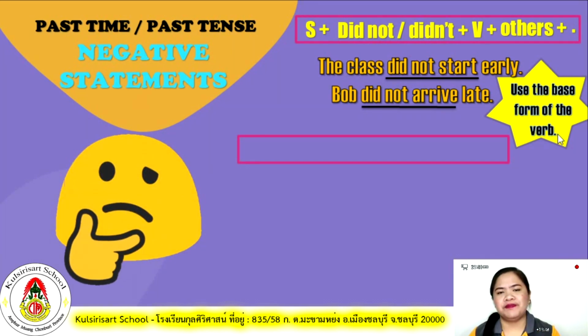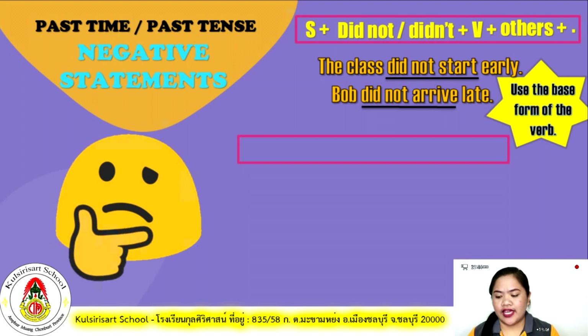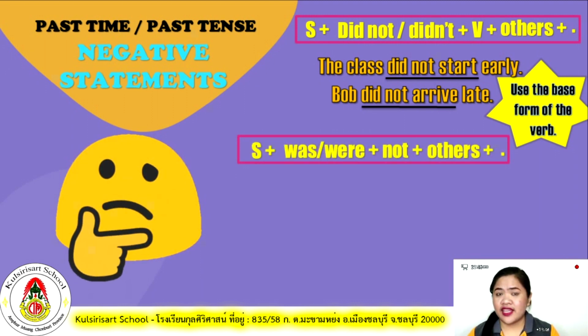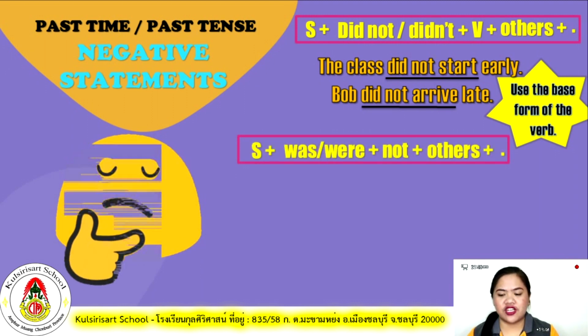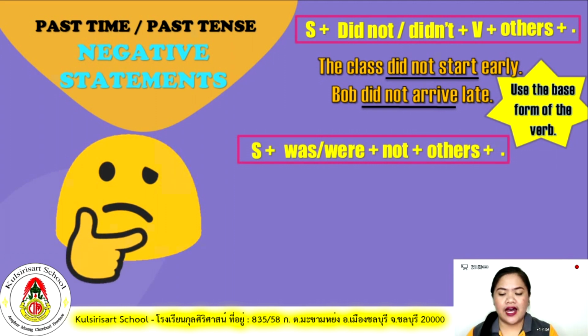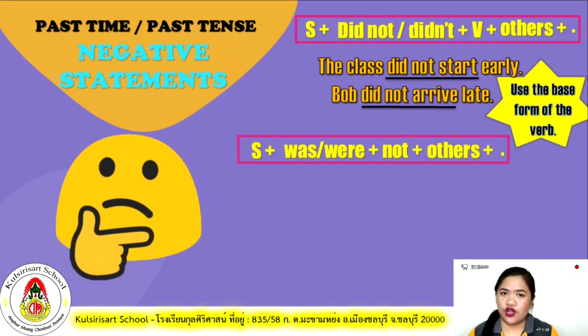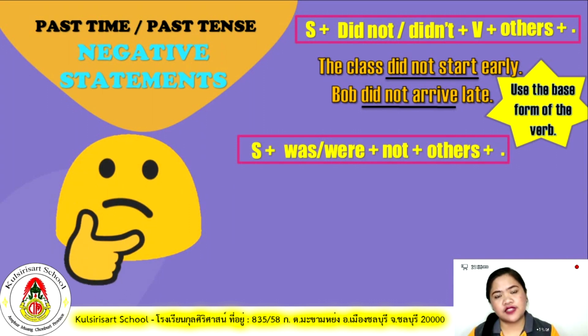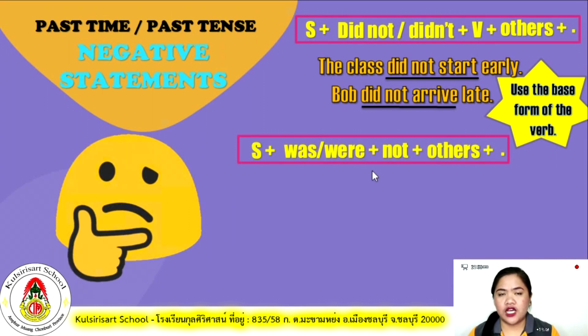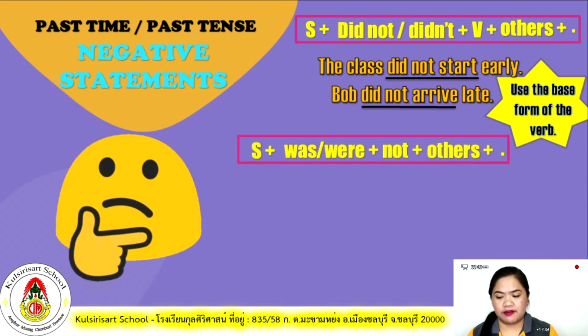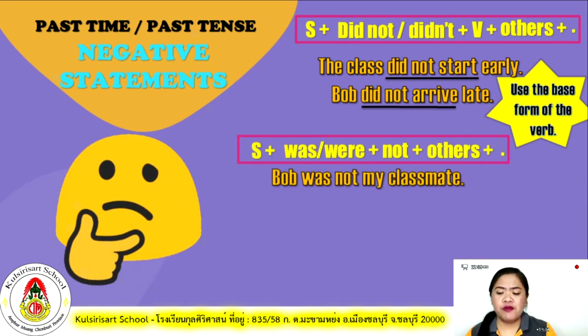Okay, next. The next formula or structure: subject plus was or were. Depending on whether the subject is singular, we use was. And if the subject is plural, we use were. Plus not, plus others, and don't forget your full stop. Bob was not my classmate. Bob was not my classmate.